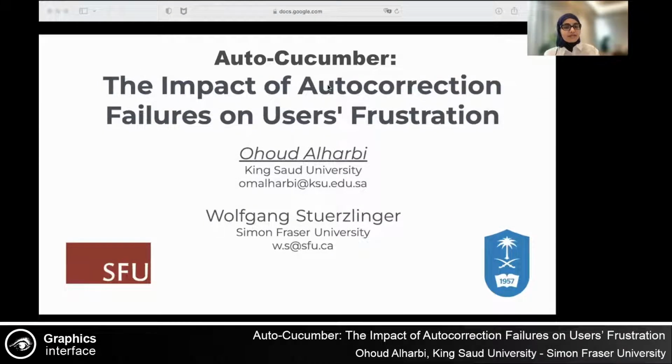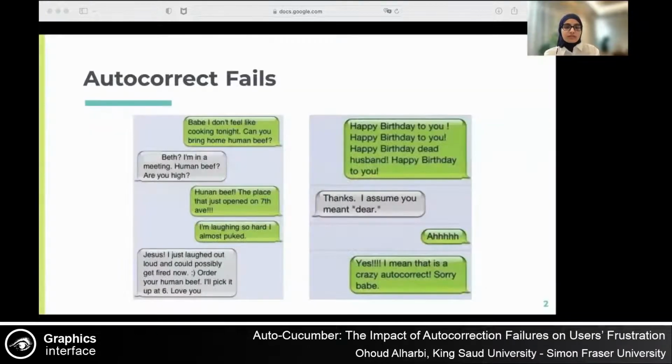Hello, everyone. My name is Ahud Al-Harbi. Today, I am going to talk about our research, which is the impact of autocorrection failures on user frustration. Text entry on mobile devices has advanced much, but there is still a downside, as you see in these autocorrect fails. In the first example, the autocorrection corrected a proper name, Hunan beef, to human beef. The second example is a classic one-key-off error: it autocorrected deer to dead.